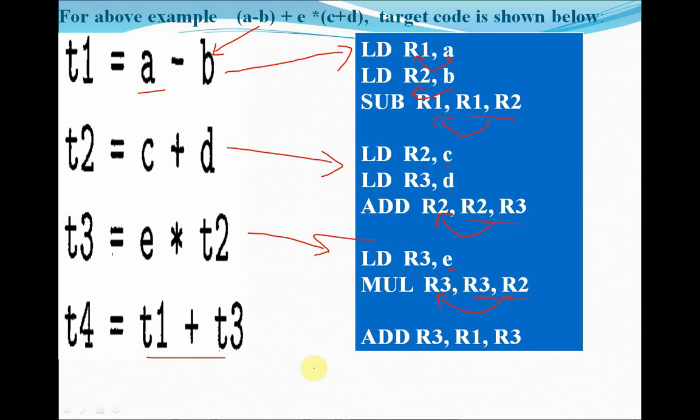And finally this one, T1 plus T3, meaning A minus B plus this sub-expression. I am going to add R1 and R3. What is R1? R1 means A minus B. What is R3? R3 is T3, the earlier one. After adding, I am going to transfer the result into register R3. So this is the optimal code generation for the given expression using Ershov numbers.